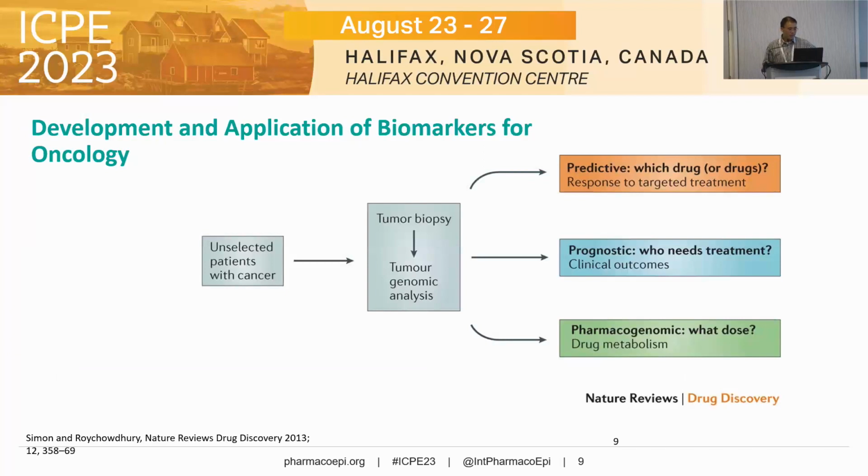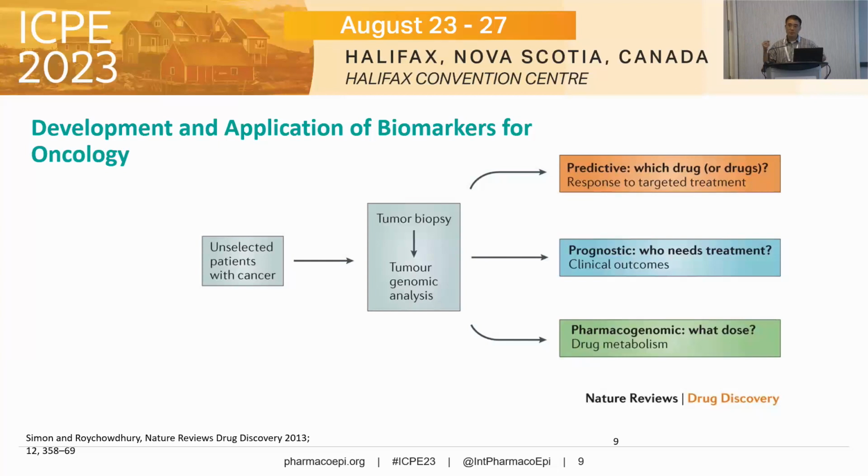So how are we going to apply the different biomarkers in oncology? When we talk about biomarkers, usually we talk about 3 types. The first one we talk about is called predictive, which means you can identify a subgroup of patients with a particular biomarker that may predict their response to the treatment. That's what we call predictive biomarkers.